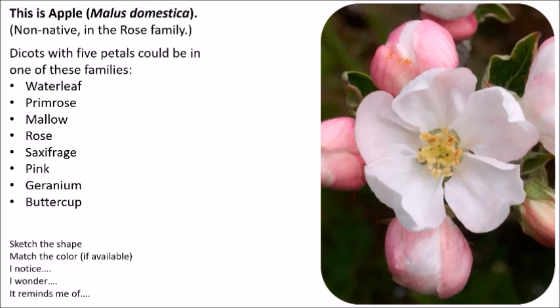Our previous two flowers, the first one was a 3-petaled flower. Then we looked at a 4-petaled flower. This one's a 5-petaled flower. And there are no 5-petaled flowers in the monocot class. So if you see a 5-petaled flower, it is going to be a dicot. And there's a lot more families than the ones listed here that will have 5 petals.